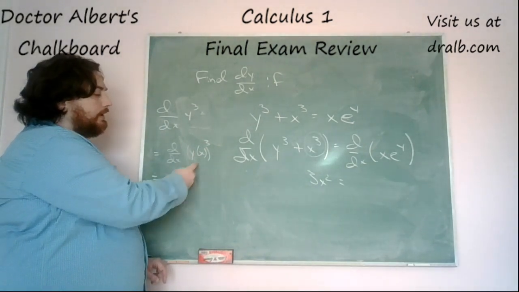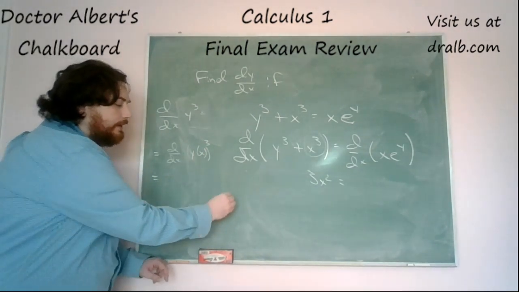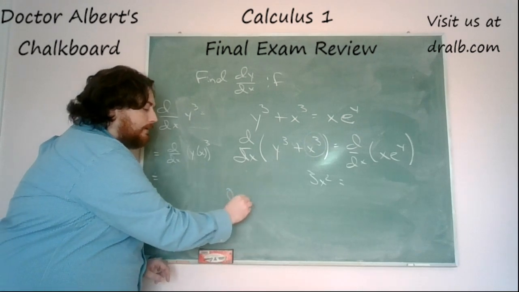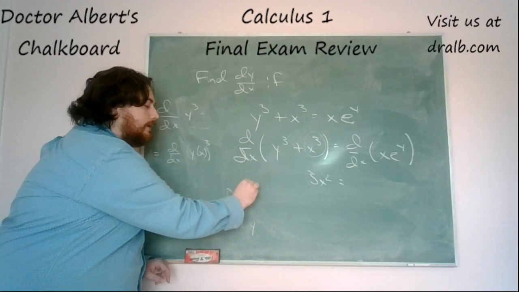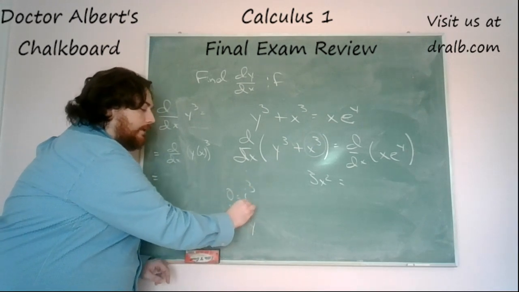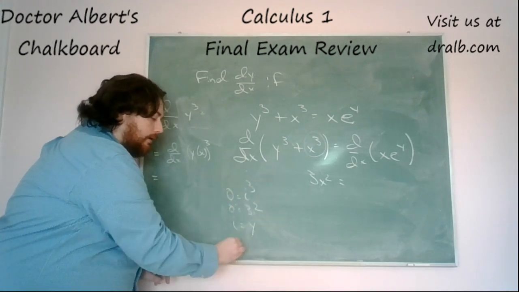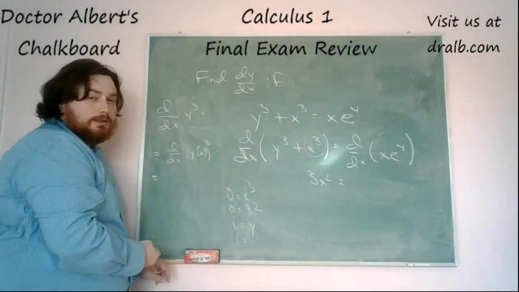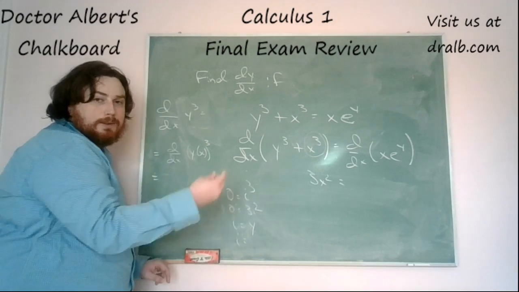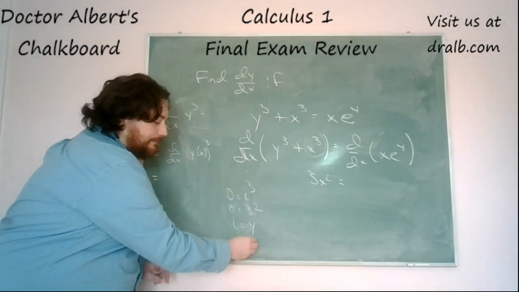So the chain rule says the derivative of the outside times the derivative of the inside. So my inside function is y. My outside function is i cubed. So the derivative of i cubed is just 3i squared. And the derivative of y with respect to x, well, we don't know what that is, so the best we can do is dy dx.